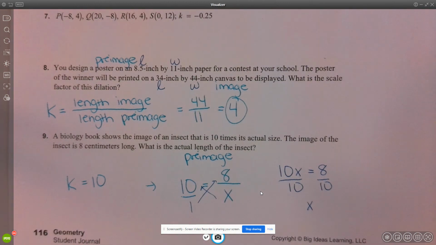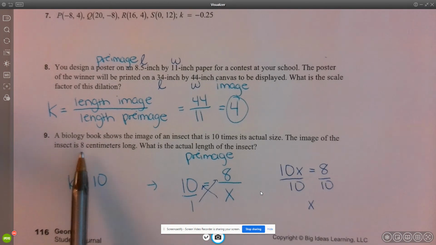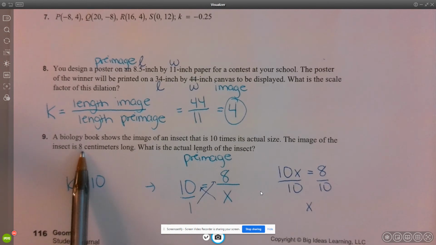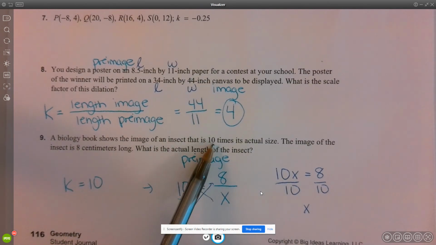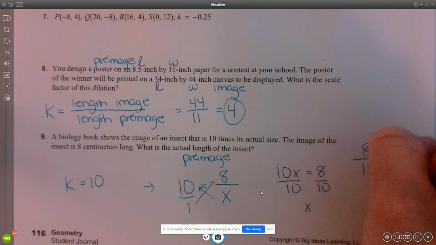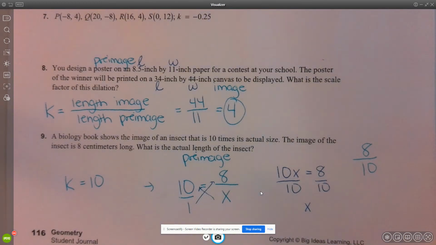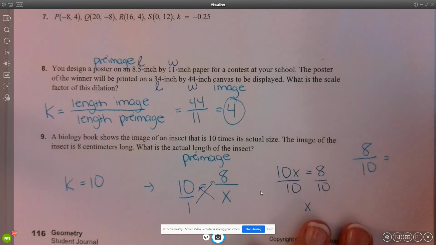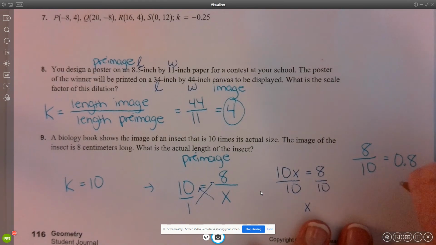Or you might just know logically that if the image is 8 centimeters long and it increased by 10 times, to get what you started with, you just need to take your image length and divide it by 10 to get the starting length. So when you do that, 8 divided by 10 gets you 0.8 centimeters.